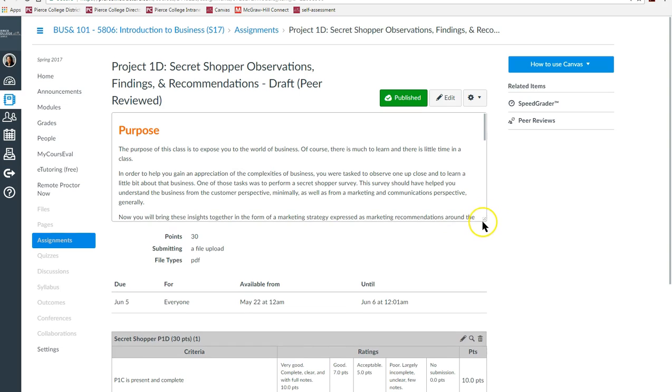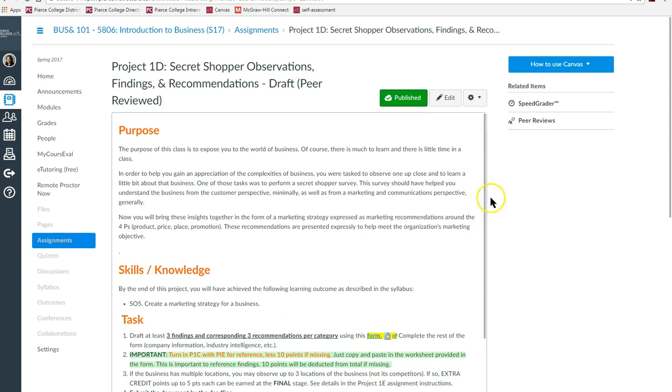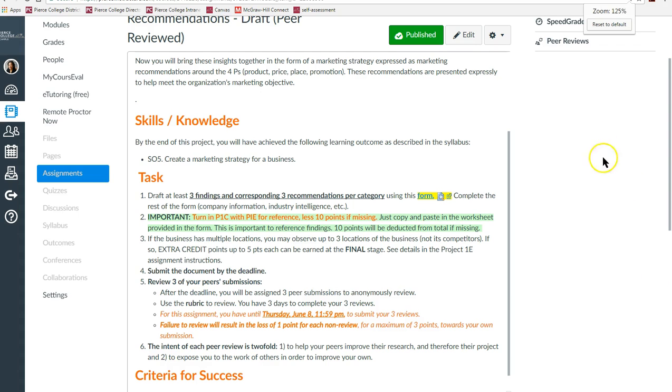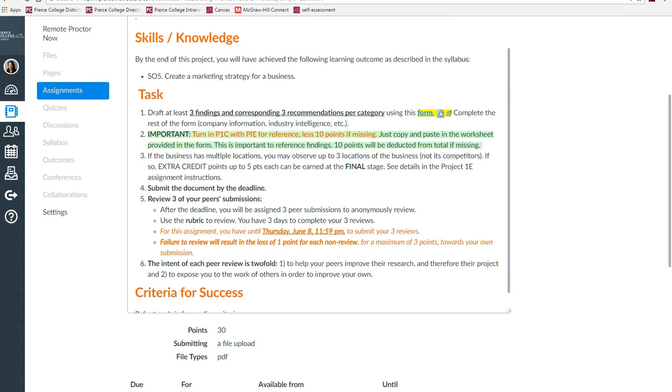And if you expand the assignment, you'll find that the directions are here. Please don't skip over the instructions. I trust you to read and carefully look over the instructions. I'll make it larger here so you can see it. They are designed to be helpful to you, so just follow the instructions and you should be fine, right?